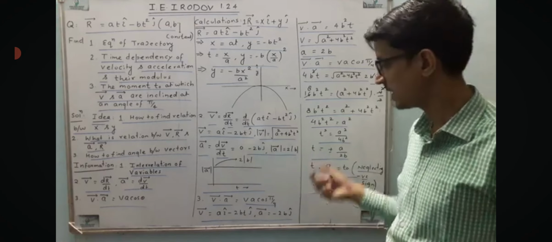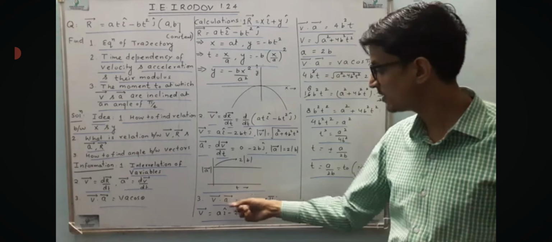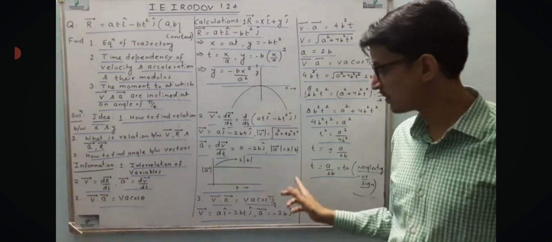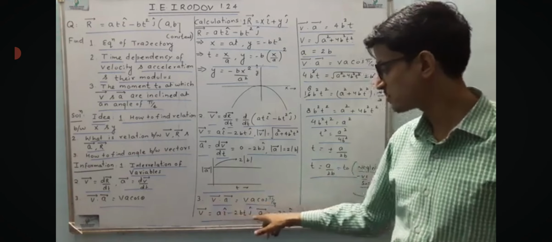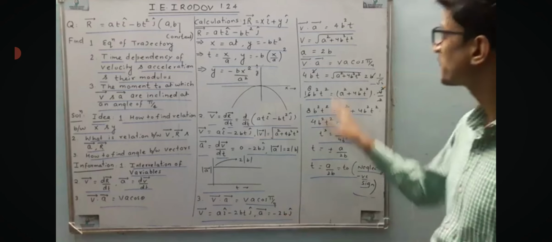The next thing is v dot a. We know that v dot a is va cos theta. Theta is pi by 4. So vector v is a i minus 2bt j cap. Vector a is minus 2b j cap. So v dot a is this.